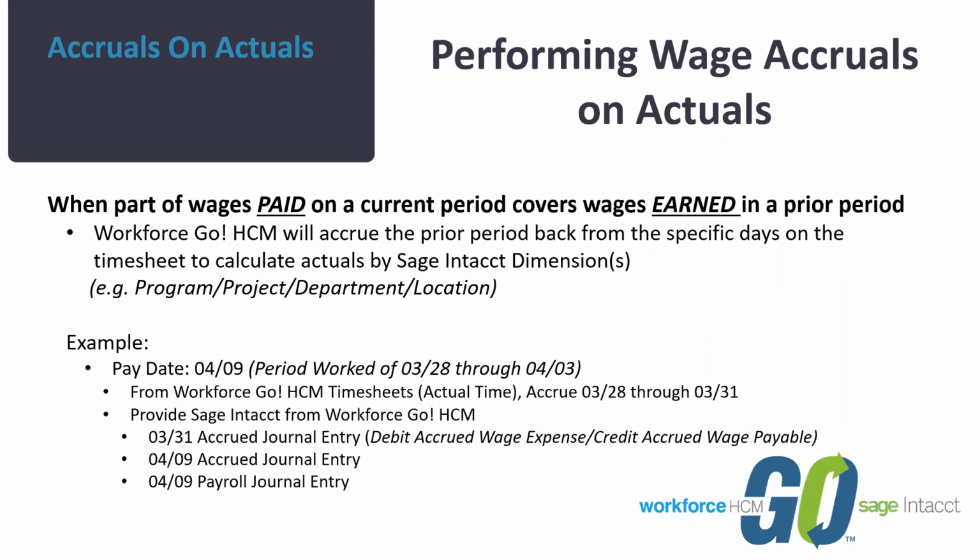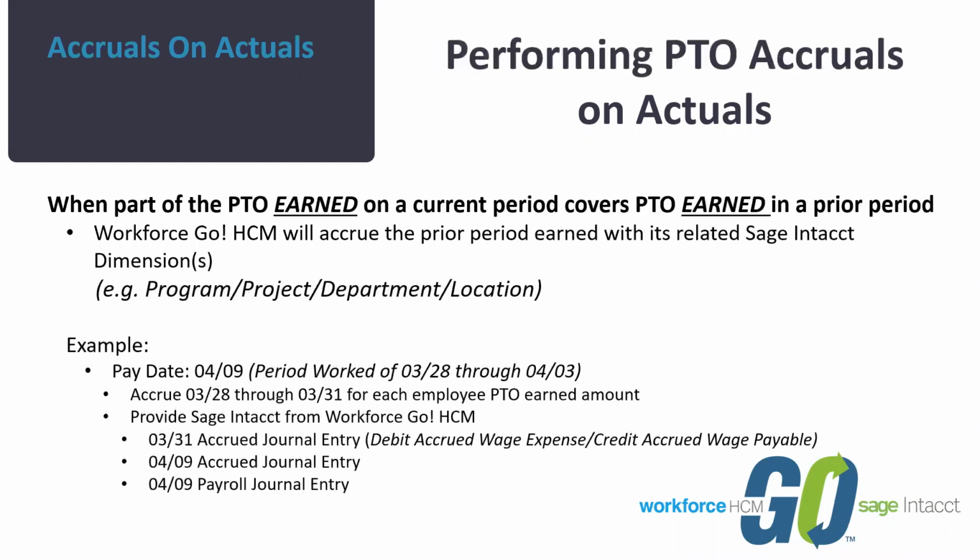Now, doing this for wage accruals is very important for us, but the other items, again, in looking at the information that needs to be reported, is actually moving into performing those PTO accruals based on your actuals as well, and focusing on that accruals on actuals. When part of your paid time off earned within a current period covers your paid time off earned in a prior period, we need to address this in the same fashion for that reporting.